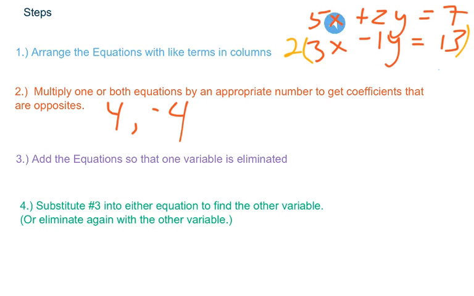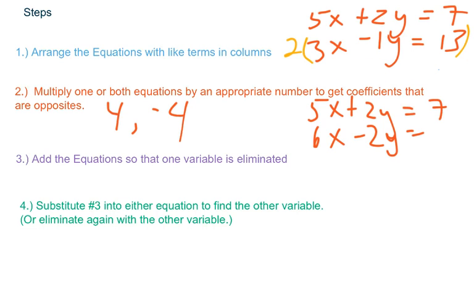In this case, we don't need to multiply the top equation. We can just multiply the bottom equation. So I'm going to copy the top equation. And then when I write the bottom one, I'm going to multiply that 2 through. So I'm going to have 6x. 2 times negative 1 is going to give me that negative 2. And then 2 times 13 is 26. And that brings us to the purple step.